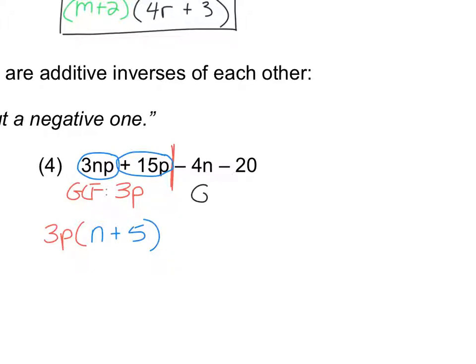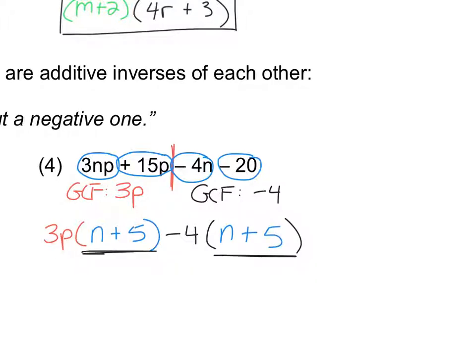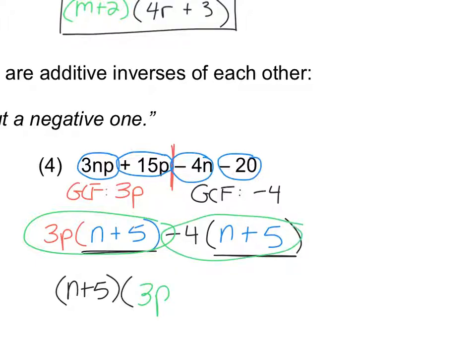The other part, we have a GCF of -4. So -4, divide each of these by a -4. So n plus 5. So now we have that nice common n plus 5. Withdraw that from each part. It's gone from here, what's left? A 3p. It's gone from here, what's left? A -4. Final answer.